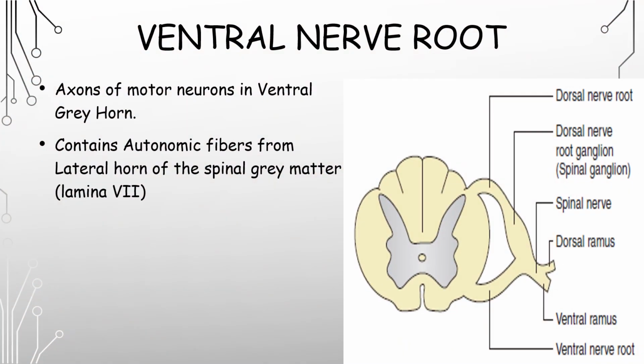The ventral nerve root is formed by various rootlets which are attached to the anterolateral aspect of the spinal cord, opposite the ventral gray horn. The ventral nerve root is composed of axons of motor neurons present in the ventral gray horn. The ventral root also contains the autonomic fibers originating from the lateral horn of the spinal gray matter.